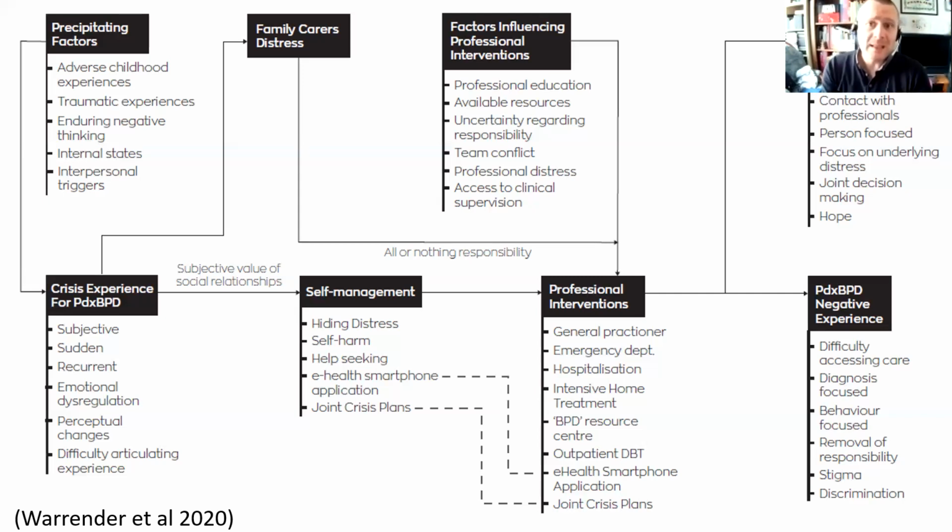And the other things that we need are joint decision-making, which we don't always have, and hope, as I've already discussed.